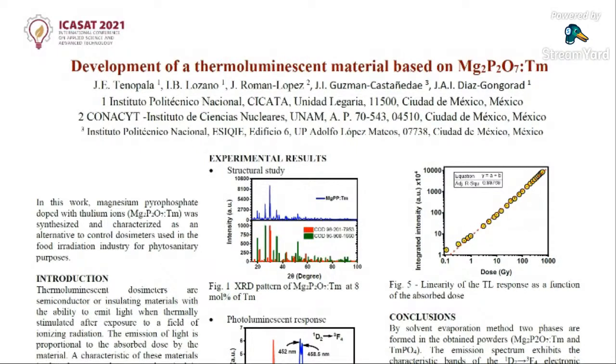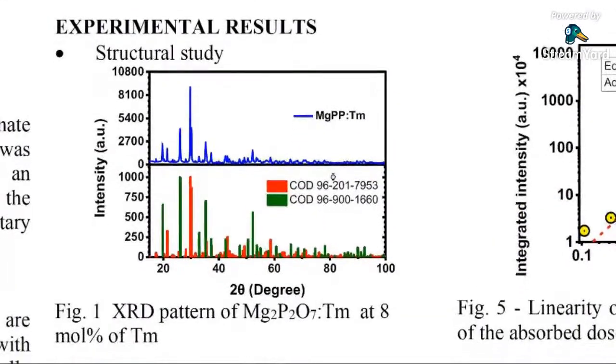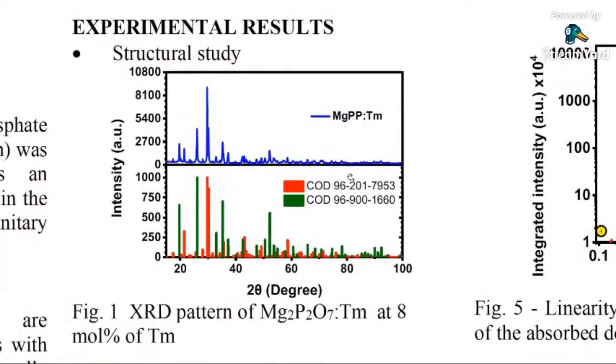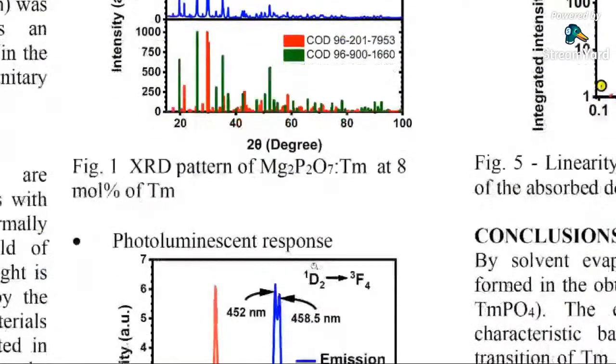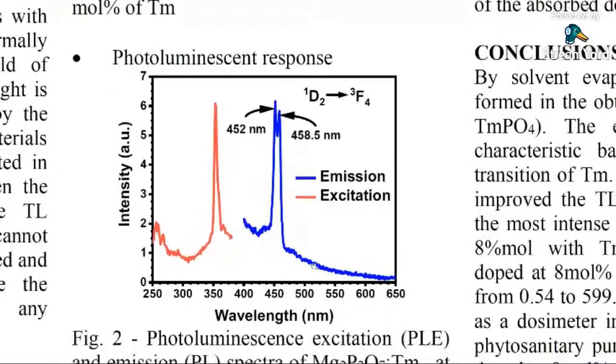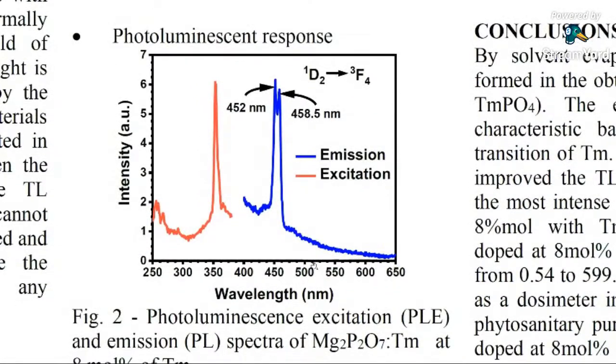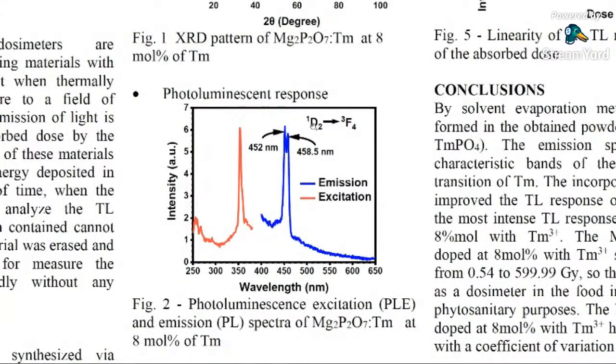In figure 1, the X-ray diffraction pattern is presented, and it was found that by the synthesis method, two phases are obtained. The phase in the highest proportion is magnesium pyrophosphate with 87%, and the minority phase is thulium phosphate with 13%. Based on the diffraction pattern, a grain size of 32 nanometers was estimated. The photoluminescent emission spectrum of the synthesized powder shows an electronic transition 1D2 to 3F4, which is a characteristic 4f transition of thulium.